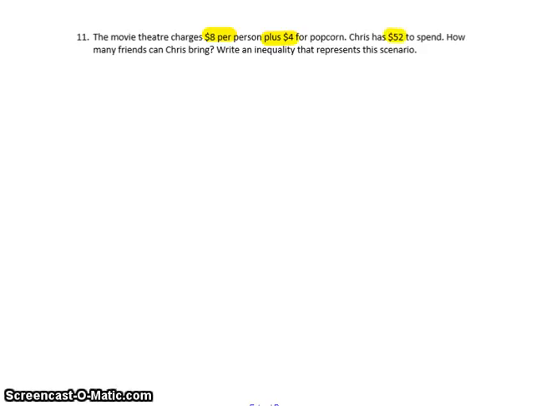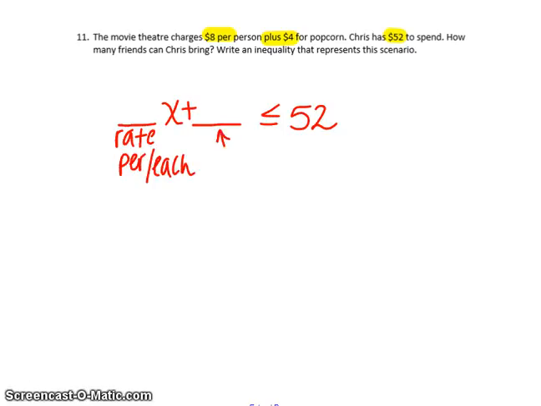If he only has $52, I know that he cannot spend more than that. So let's start with my 52. He can spend less than $52, but he can't spend 53 or more because he only has $52 in his hand. So I know that I need a less than or equal to symbol. And so then all I have to do is fill in these blanks. Remember, I know that it's an x and a plus, and I know I have my rate, which I look for the words per or each. And I know that this is my additional information, anything that I need to also include.